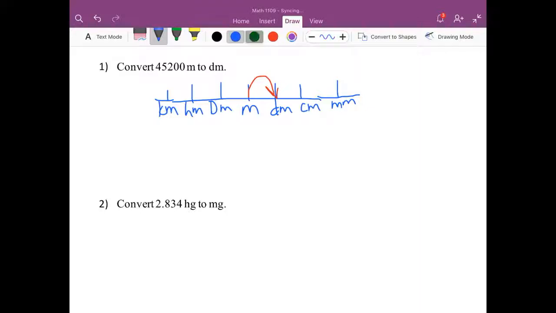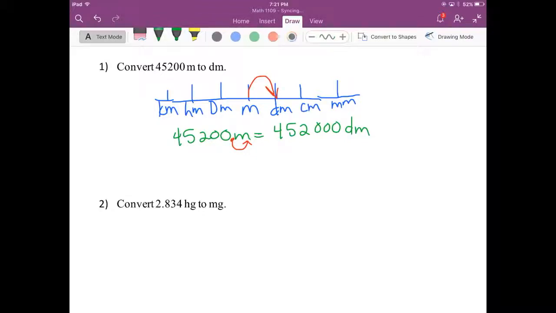So if we write our number out, however many jumps you do and the direction you do it, that's the same thing you're going to do to the decimal point in the number. So in this case, I'm going to take this decimal point and I'm going to jump one more spot to the right, just like I did on our little scale there. So the number becomes 452,000 decimeters. Okay. Let's try another one.